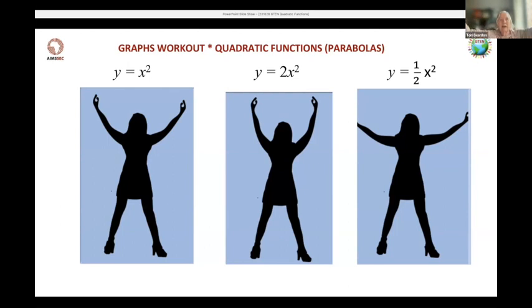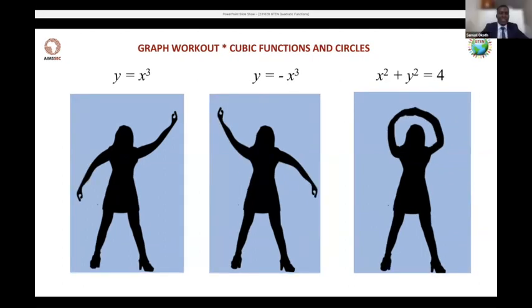Spreading our arms out, not such a steep curve, that is y equals a half x squared. One interesting one, the last one, is the equation of a circle where around the head was the midpoint. And if you try it like this, negative x cubed, and y is equal to x cubed, this way.